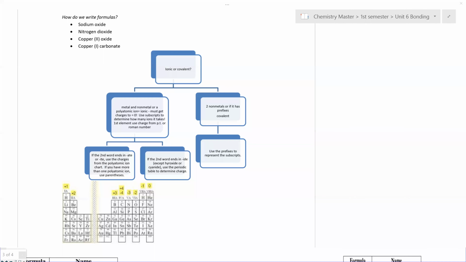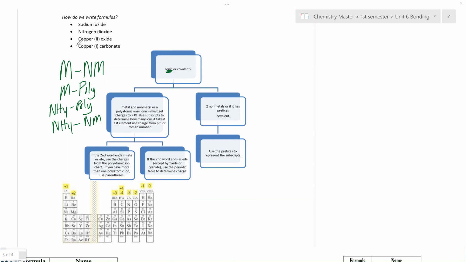So let's do a quick refresher on how to write formulas and how to name for ionic, okay? First, let's talk about what it means if you're ionic. If you're ionic, that means you're transferring electrons. You could be a metal attached to a non-metal. You could also be attached to a polyatomic. You could also be specifically NH4, because it's the only polyatomic that has a positive charge, attached to a polyatomic, or NH4 attached to a non-metal, okay?